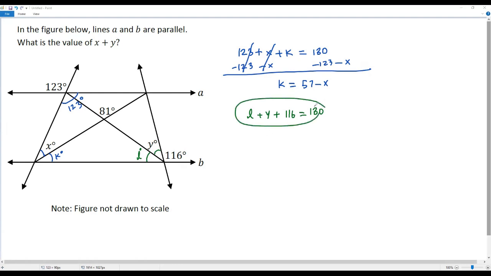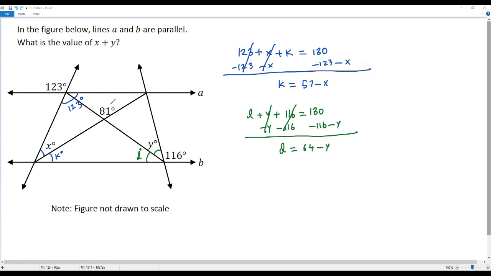Okay, let's solve for L in this equation. For that, we have to subtract y and 116 from both sides of this equation. Okay, let me do it. Then this positive y, negative y will cancel out. Positive 116, negative 116 will cancel out. I'm getting L on the left side. When I simplify this one, I'm getting 64. Then we have negative y. Okay, here I got L.